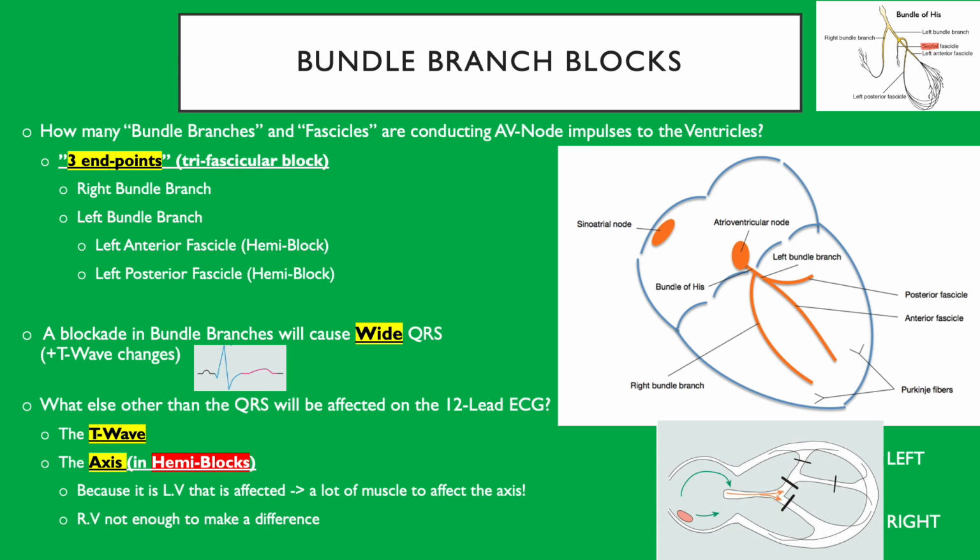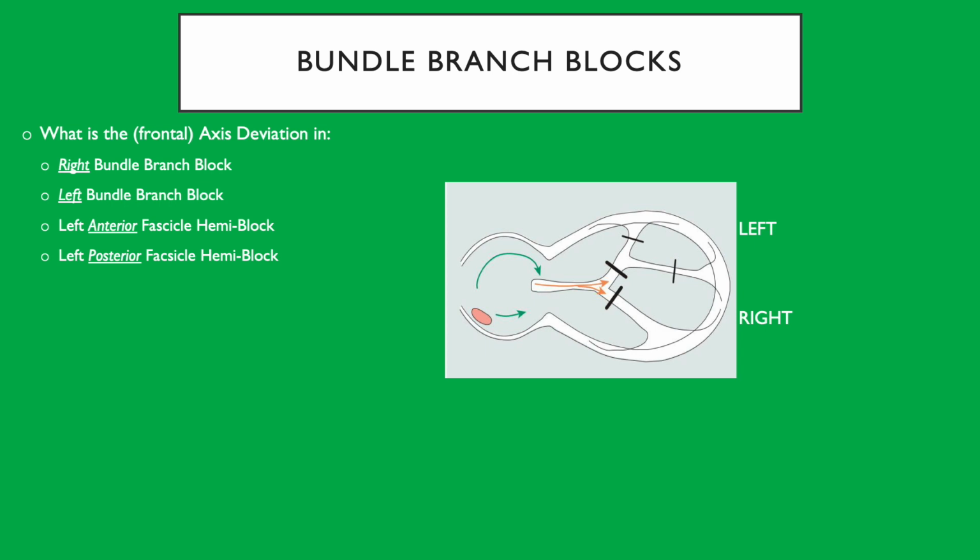So let's do an exercise now. Axis deviations. We have 4 questions. Right bundle branch block, left bundle branch block, left anterior, left posterior. What is the axis deviation for each? What do you think? How will the axis deviation be in right bundle branch block?